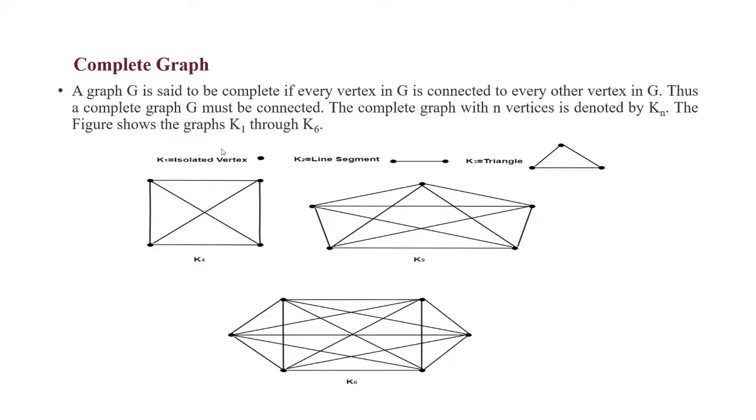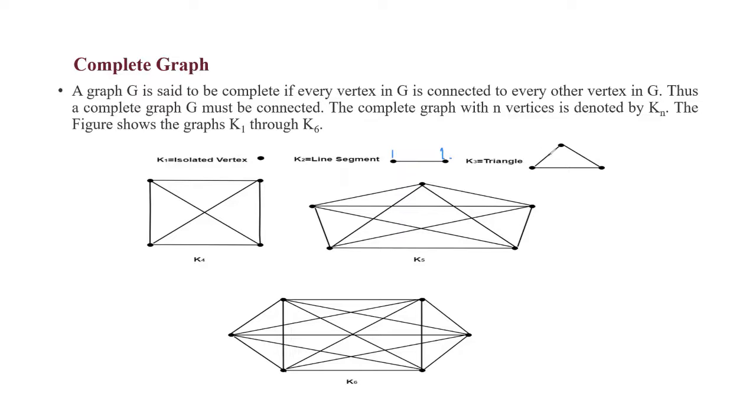So K1: 1 is the number of vertices, a graph with only one vertex. K2: the number of vertices is 2, so there is one line. Every vertex is connected to every other vertex, meaning this vertex, 1, is connected to 2, and 2 is connected to 1. So this is a complete graph.